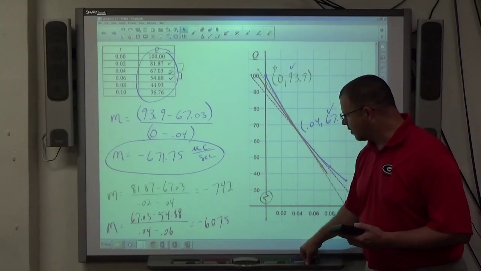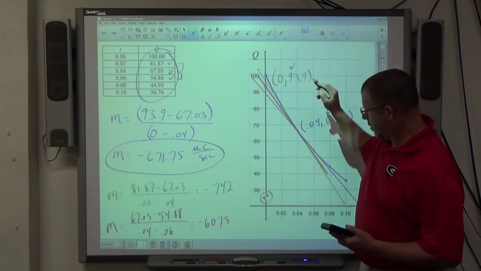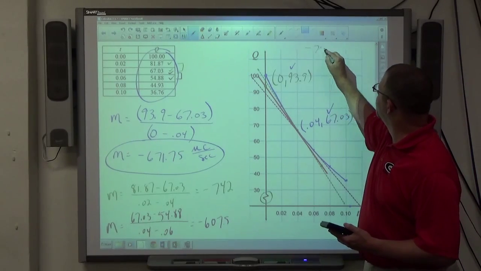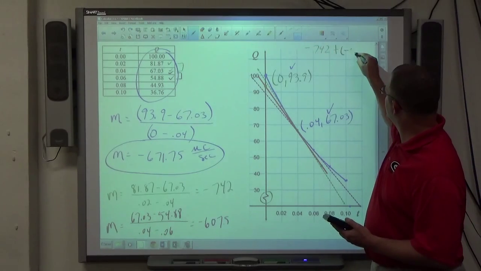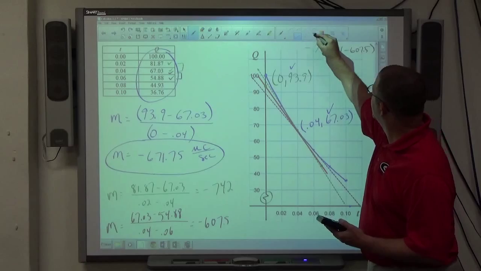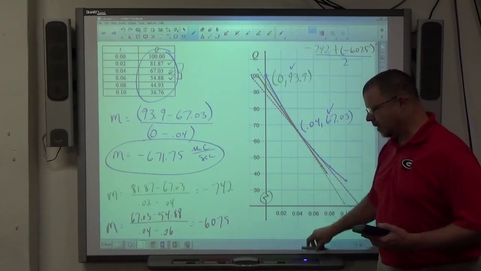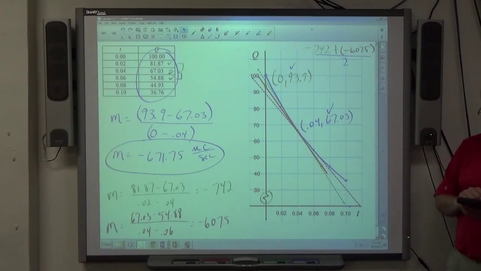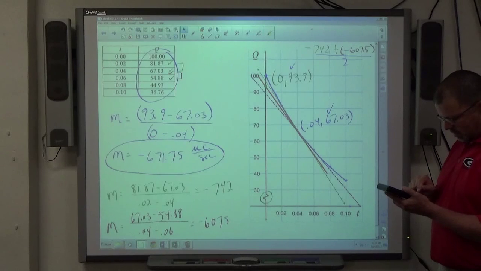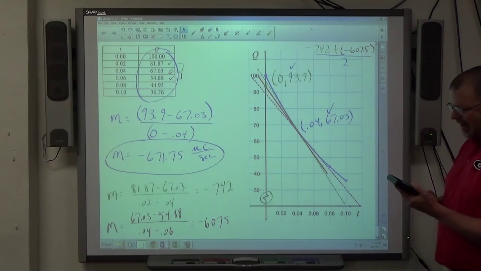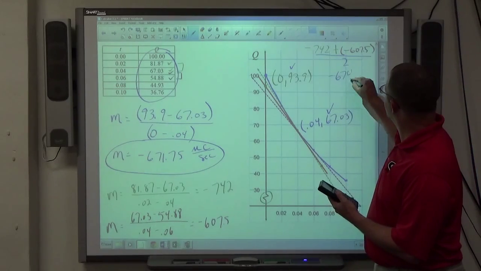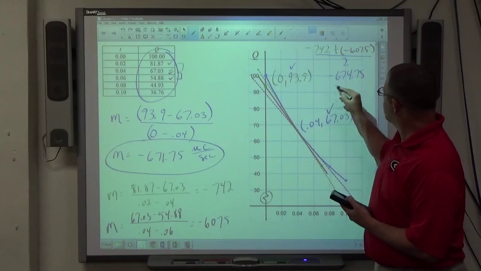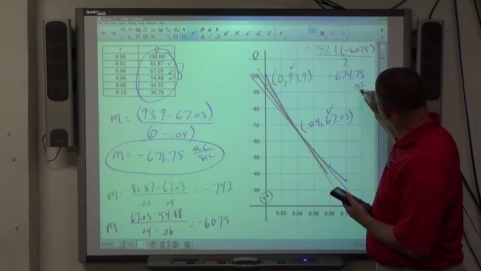So if I add these two things up and divide by 2, negative 742 plus negative 607.5 divided by 2, because that's just basic averaging. Negative 742 minus 607.5 divided by 2, negative 674.75. Okay, micro columns per second.